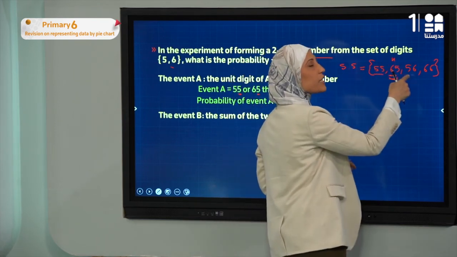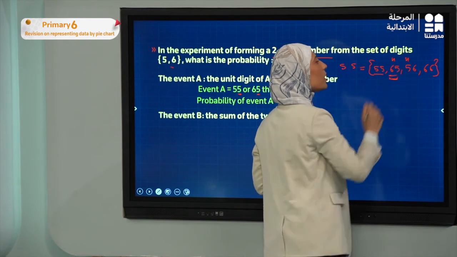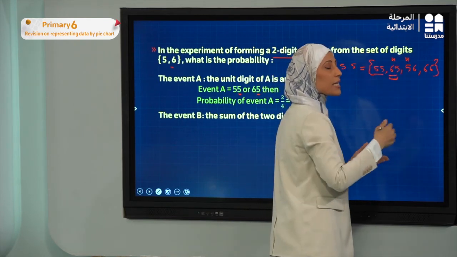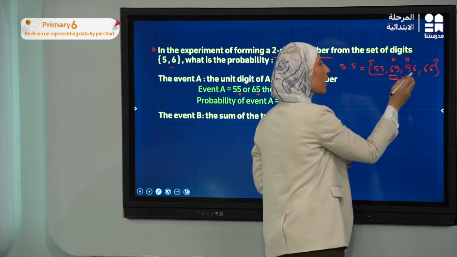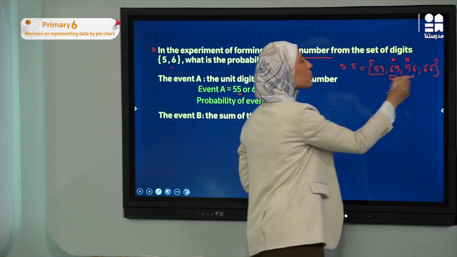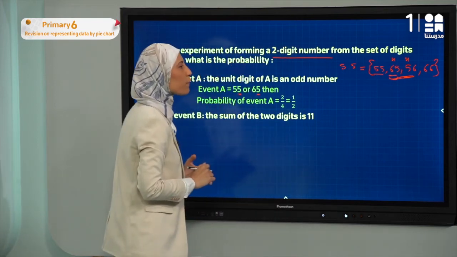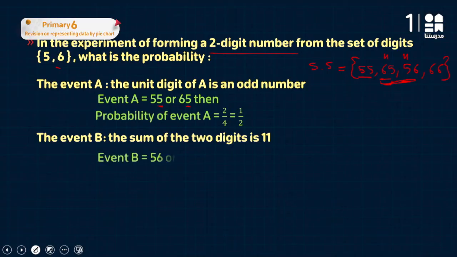طب 56 also their sum equal 11. طب 66، 6 plus 6 is 12. يبقى I cannot write 66. So the two numbers supposed to be 65 and 56. So it will be 56 or 65 because the sum of their digits must be 11.